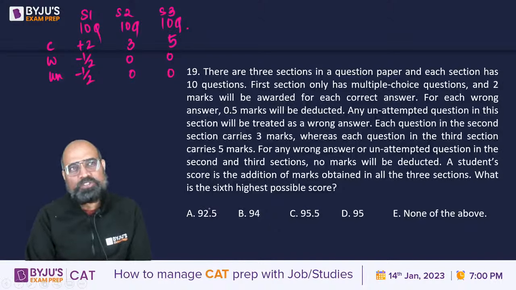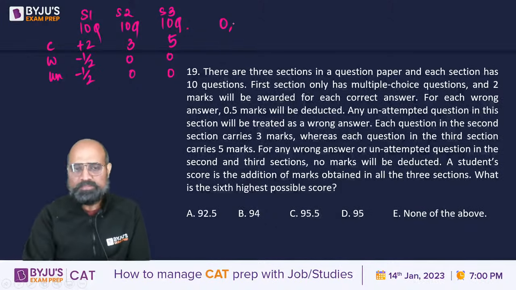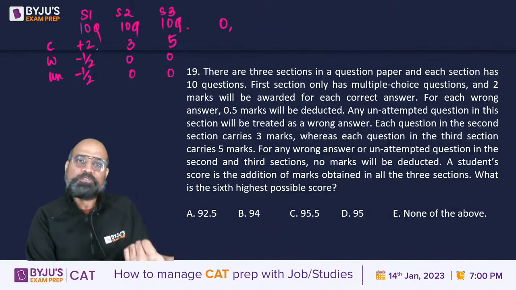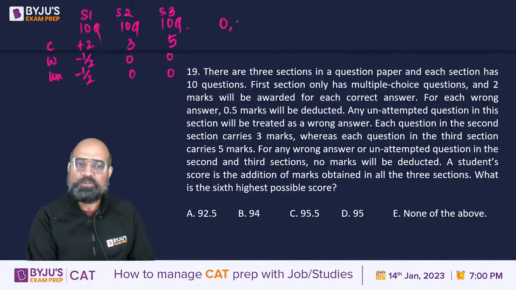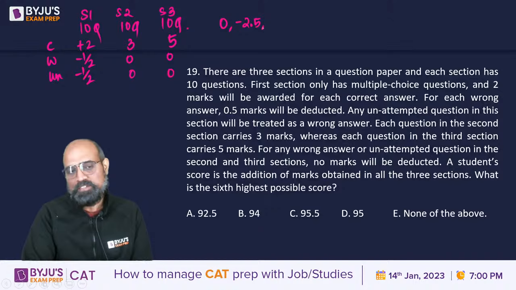The 6th highest possible score, can we say, is the 6th smallest reduction in the marks. So the smallest reduction is 0, if everything is correct. Then the next reduction can happen if somebody doesn't attempt one question or attempts it and makes it wrong, because in the first section, whether you get it wrong or leave it, the punishment is the same. So if somebody leaves one, they lose 2 marks, plus half a mark is deducted, so a reduction of 2.5.